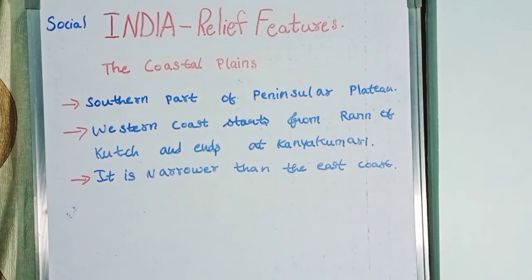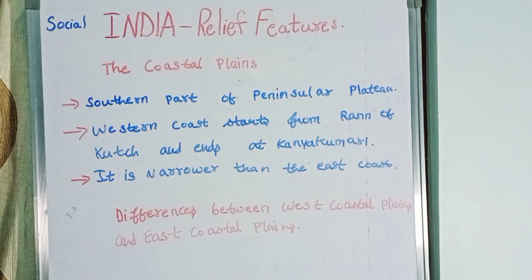It is divided into three parts. They are the Konkan coast, the northern part, which touches Maharashtra and Goa. Next is the Kanara coast, the middle part, which includes the coastal plains of Karnataka. And next is the Malabar coast, the southern part, mostly in the state of Kerala. That means Konkan coast means Maharashtra and Goa, Kanara coast means Karnataka, Malabar coast means Kerala.